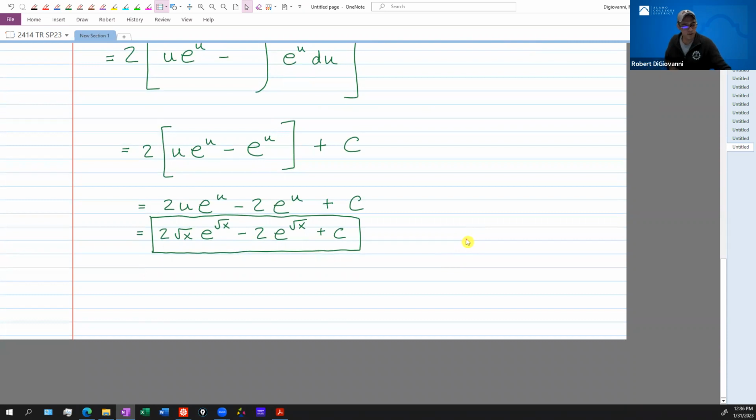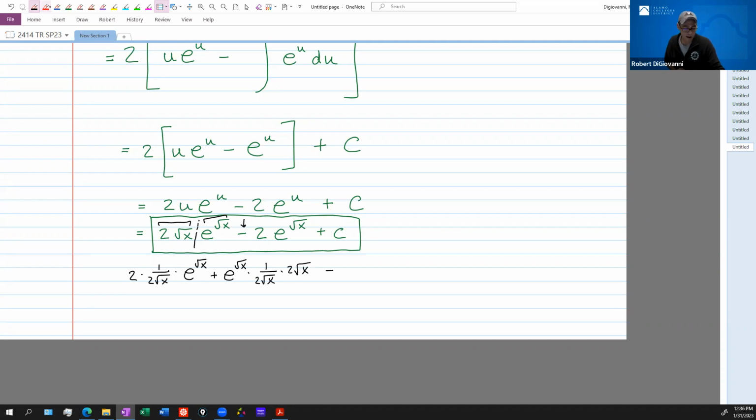Should we check? Yeah, let's check. All right, I'm going to do a product rule right here, and then this is a subtraction, so I'm just going to do the derivative of the other one. First I take the derivative of this first piece. 2 comes for the ride. The derivative of square root of x is 1 over 2 root x, times e to the root x. Plus, now I take the derivative of e to the root x, which is itself, times the derivative of what was up top, 1 over 2 root x, times the first function, which was 2 root x.